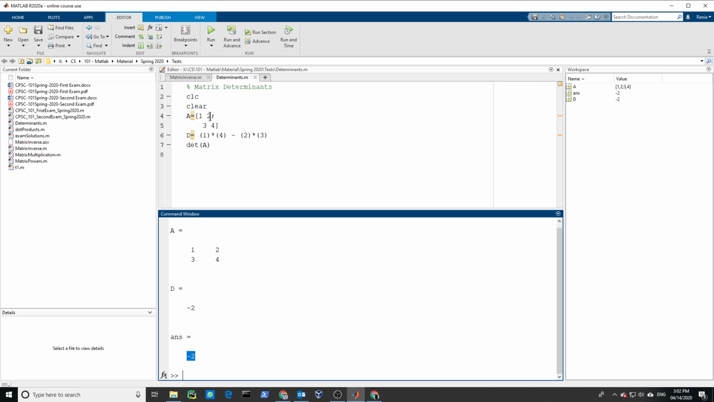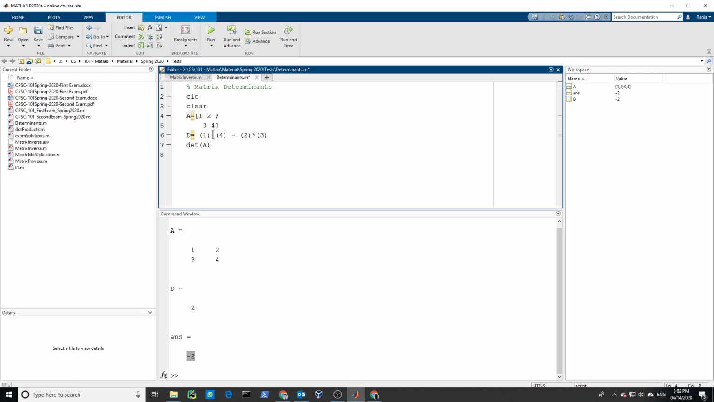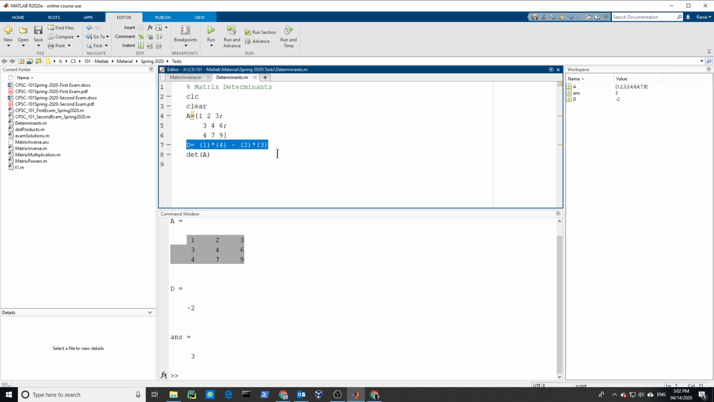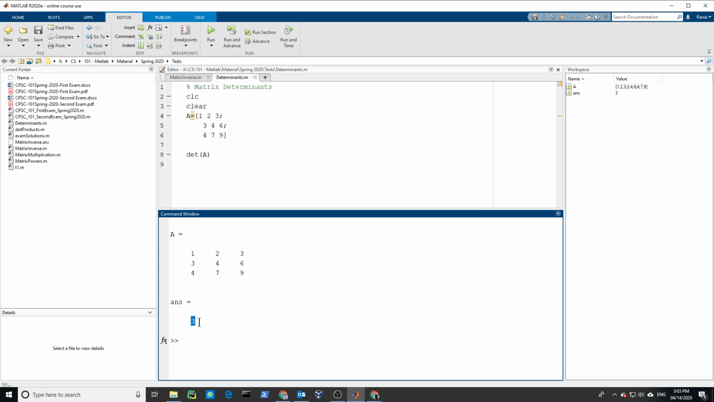If you have a bigger matrix, for example, let's say we have a 3 in here and a 6 in here, and a semicolon and then 4, 7, 9. So this is a 3 by 3 matrix, as you see in here. Let me delete this. Now the determinant for this matrix is 3. That means it has an inverse.